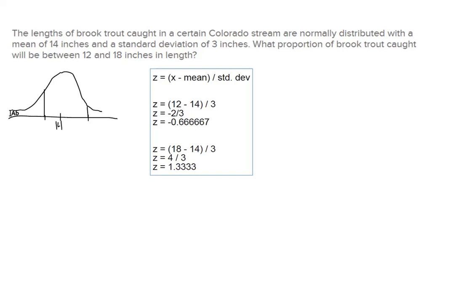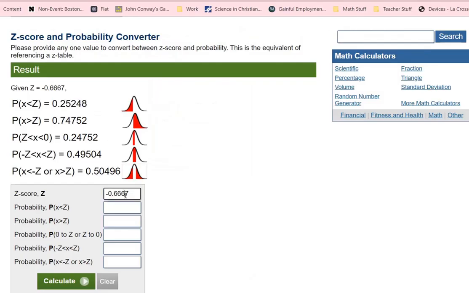And what that tells us is this area in the normal distribution over here. I'll draw an arrow. It told us everything to the left of that number 12 is 0.25248 in the normal distribution. It's got a 25% chance of being less than 12, basically. Then I'll plug 1.3 in there.